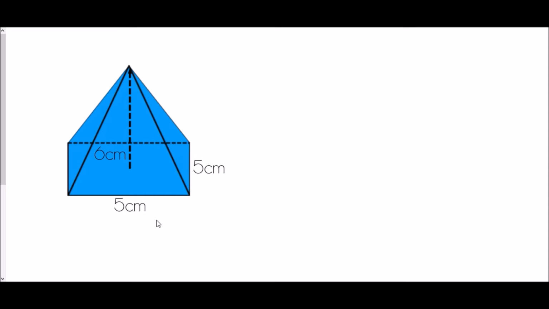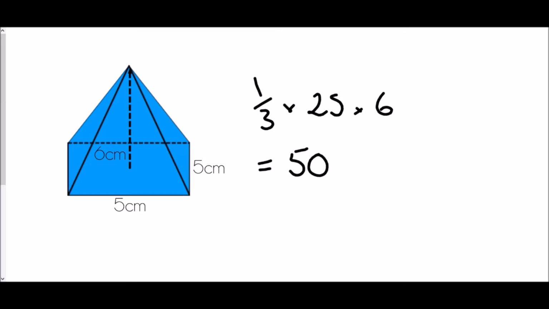We have a square base pyramid, and so to find the volume, all we're going to do is use that formula. So it's going to be 1/3 times the area of the base. Well, the area of the base is going to be 5 times 5, so that is 25, and then multiplied by the height. So 1/3 times 25 times 6. And if we do this in a slightly different order, 1/3 times 6 is 2, so 2 times 25 is 50. The volume of this square base pyramid will be 50 centimetres cubed.